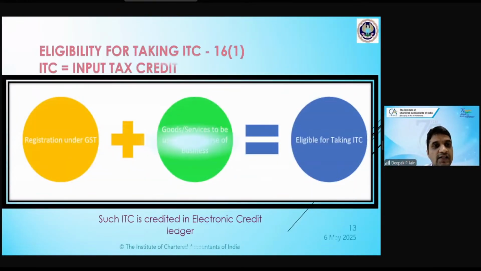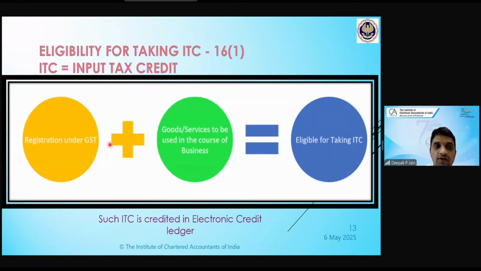So we'll deal with section 16 today. Section 16 says who is eligible for taking credit, which is ITC. There are two conditions: a person should be registered under GST and the goods or services should be used in the course of business. So you should take registration under GST and the goods or services should be used in the course of business. Then you are eligible for taking the credit.